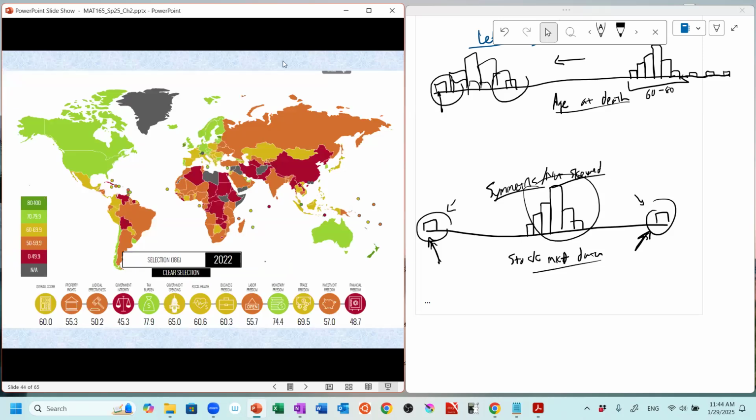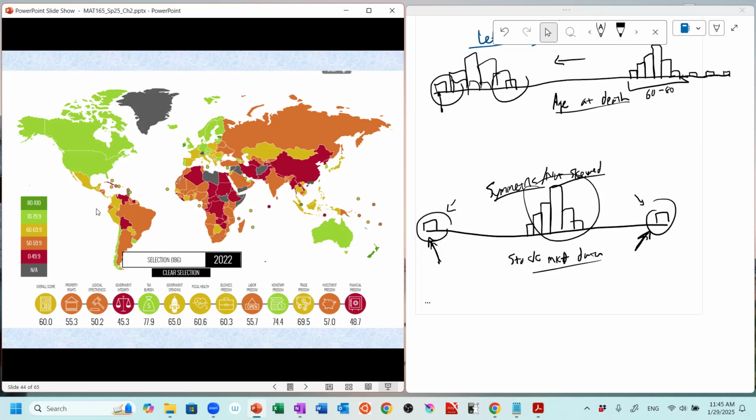So here's another example of a heat map. This is from the Heritage Foundation. They publish something that they call the Index of Economic Freedom. At least on the basis of this index, we see the freer the country is in terms of economics, the more green it is, and the less free it is, the more red it is. And they color in each country according to their measurement on this scale.